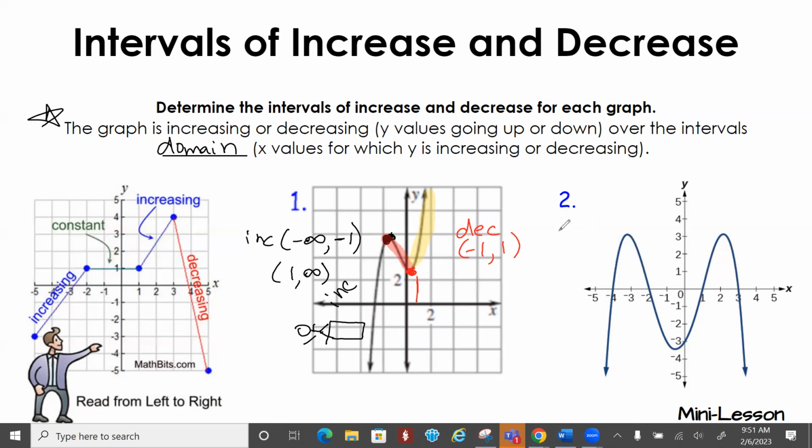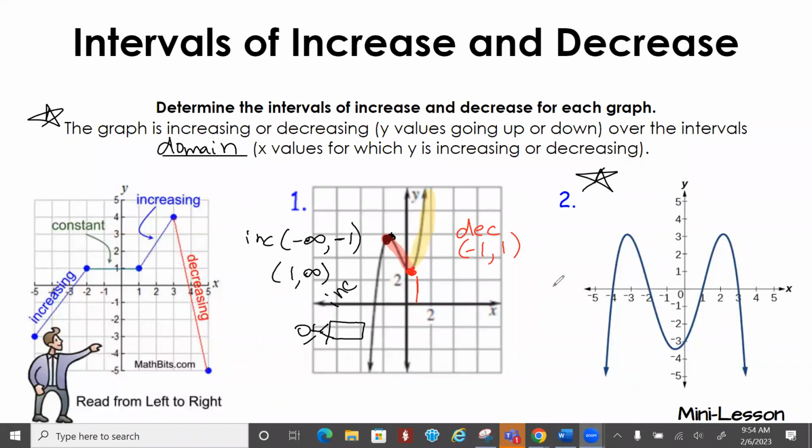I don't know, that would be terrifying. Just keep going. Okay, so what I want you to do is draw this graph on your paper and label increasing, decreasing. So take a second, write that down.